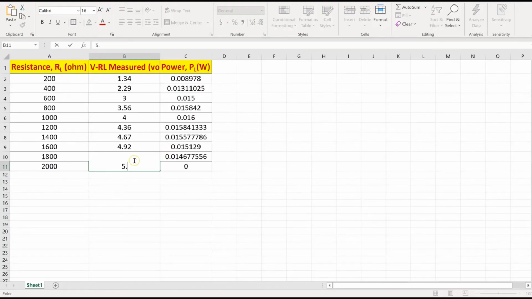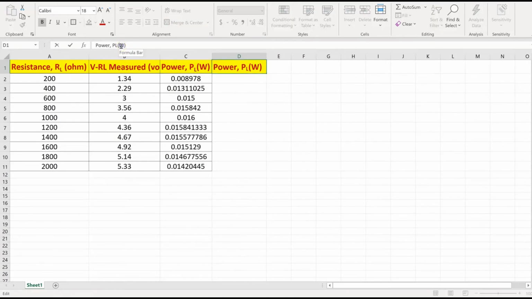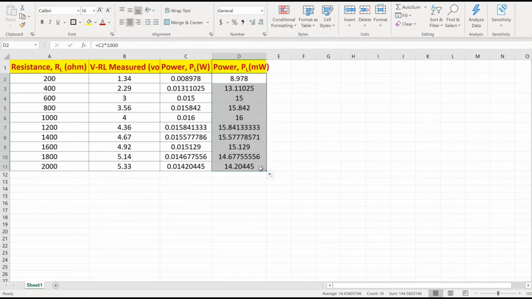So now that we have measured the voltage across the load for all the values of resistance in this table, and we have the power in watts as well, maybe I want to convert this power into milliwatts, so I get numbers in the few hundreds. All I need to do is multiply these values by 1000, and I'm just going to drag this formula all the way to the bottom for all these combinations.